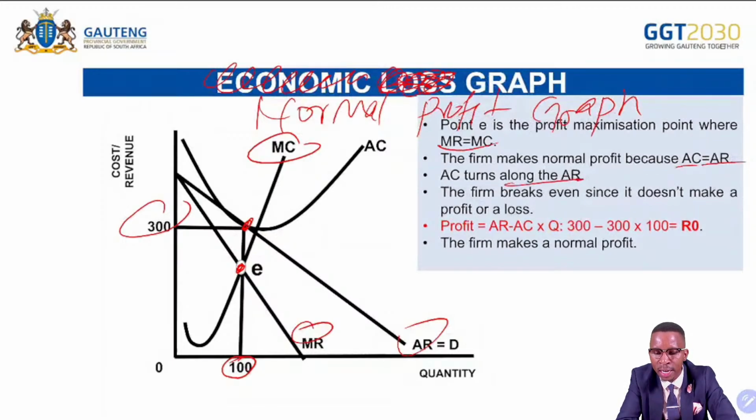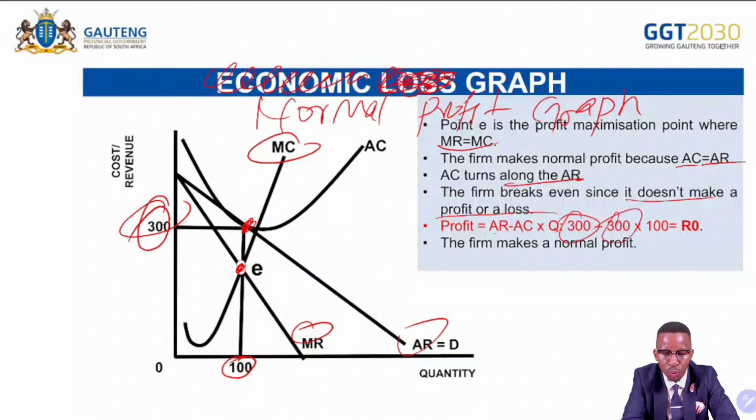AC turns along AR. You can see it's turning along here. And then the firm breaks even since the firm makes neither a profit nor a loss. And then normal profit equals AR minus AC times Q. 300, which is this one, minus 300, which is this one for the cost, times 100. It gives us 0. So the firm is making neither a profit nor a loss. Then we call that a normal profit.